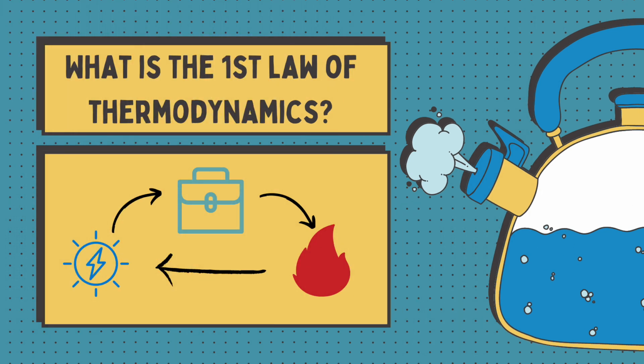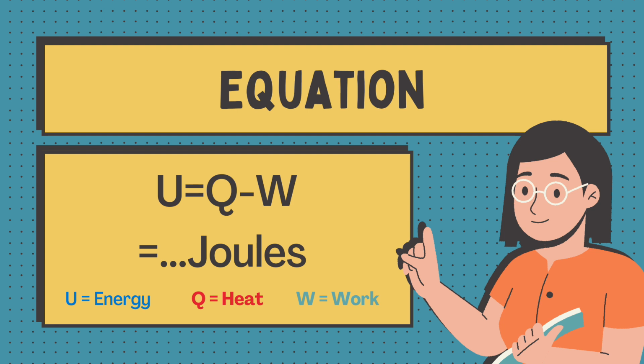For the first law, the thermodynamic law outlines the relationship between internal energy, which is classified as U, work, which is classified as W, and heat, which is also classified as Q. The law can be stated as an equation which is delta U equals Q minus W.